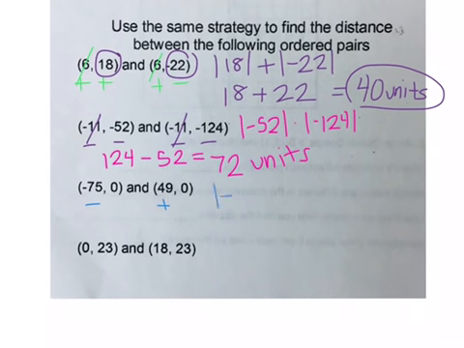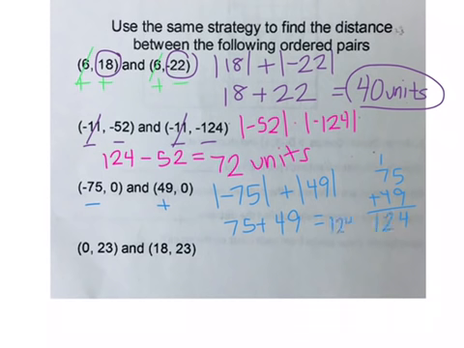So I'm going to take my absolute value of negative 75 plus my absolute value of 49. Well, that's really just 75 plus 49. Okay, write that off to the side so I can actually add it. And 14, 7, 8, 9, 10, 11, 12. So I'm getting 124 units for number 3. Okay, and one last problem.